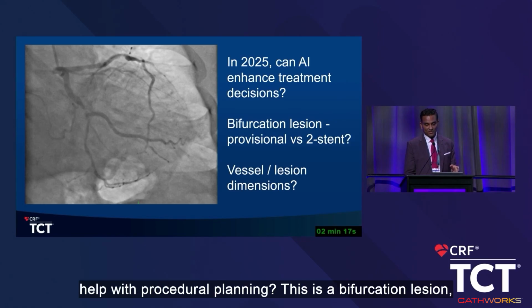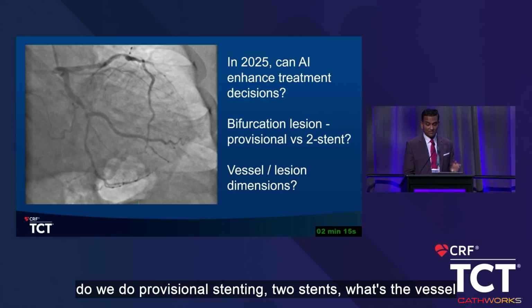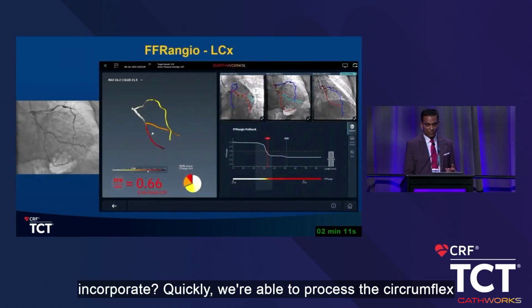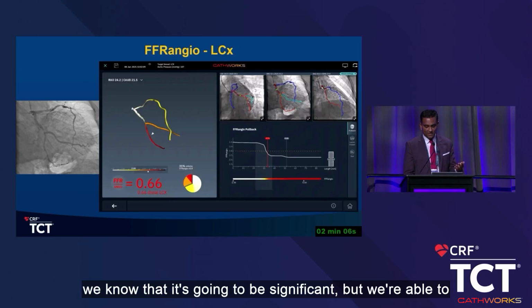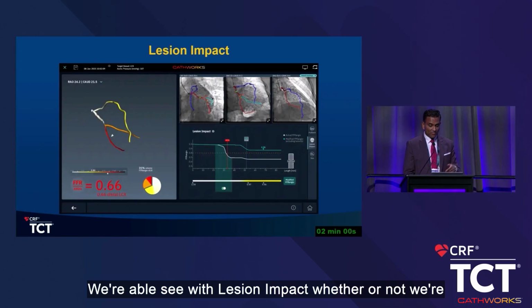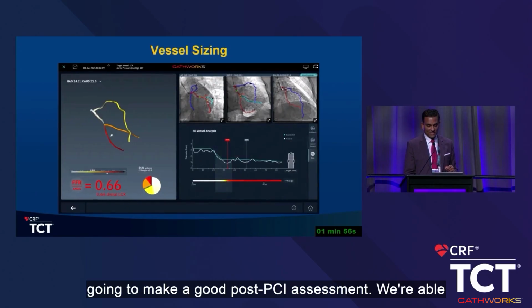This is a bifurcation lesion. Do we do provisional stenting, 2-stent? What's the vessel size, lesion prep? What are the things that we can incorporate? So quickly, we're able to process the circumflex. We know that it's going to be significant, but we're able to now see what the pressure pullback curve looks like. We're able to see with lesion impact whether or not we're going to make a good post-PCI assessment.